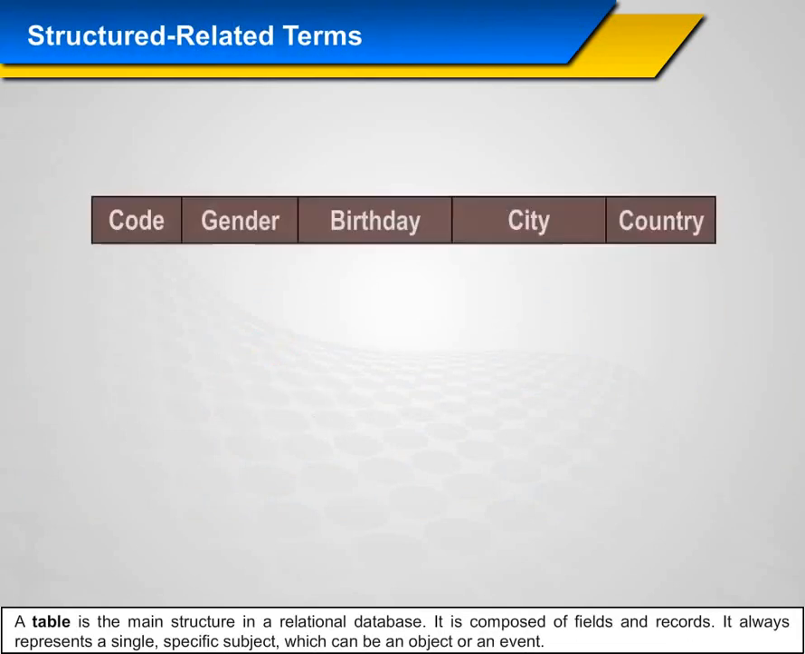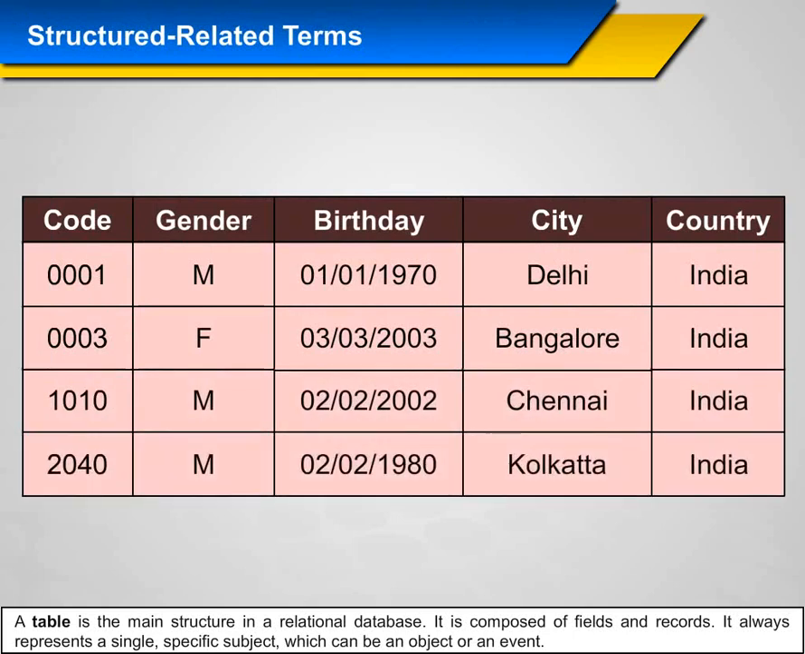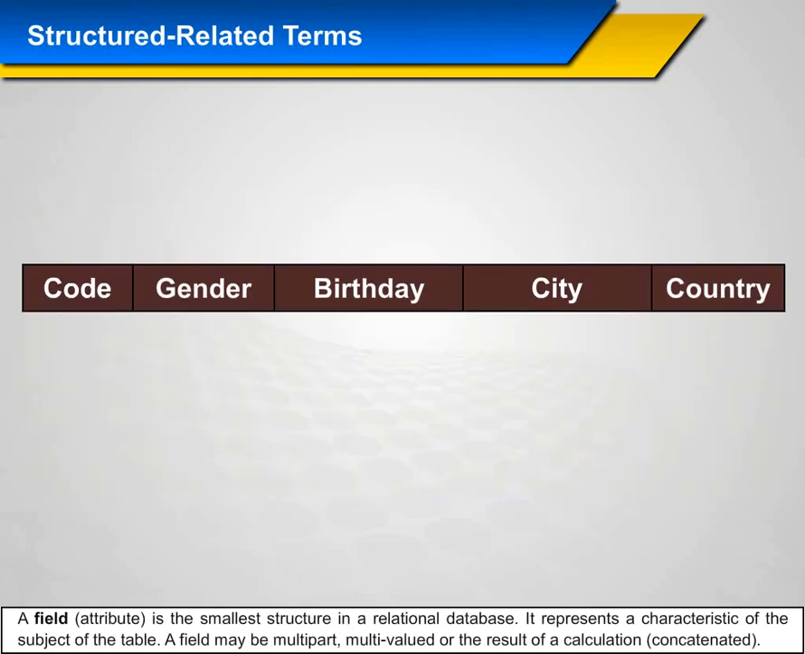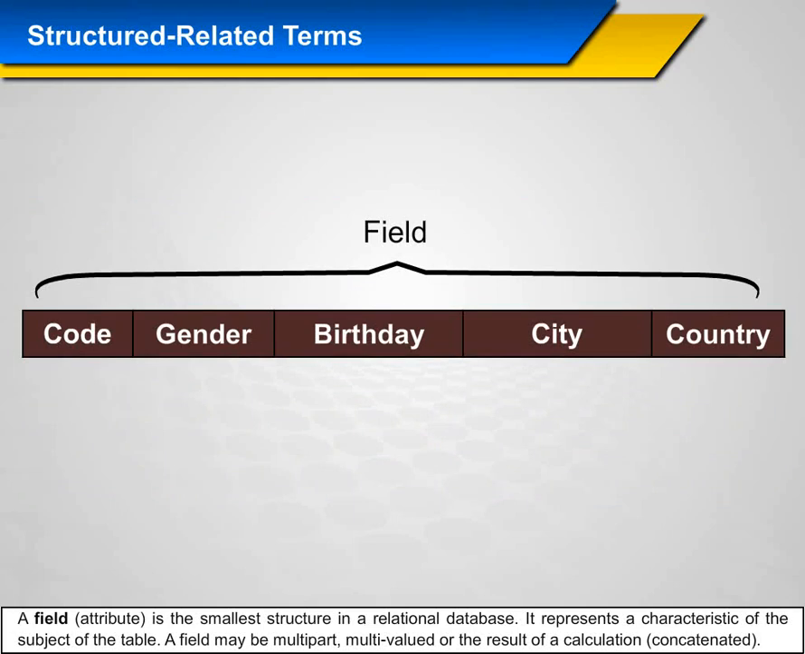Structure-related terms. A table is the main structure in a relational database. It is composed of fields and records. It always represents a single, specific subject, which can be an object or an event. A field, that is, attribute, is the smallest structure in a relational database. It represents a characteristic of a subject of the table. A field may be multi-part, multi-valued, or the result of a calculation, that is, concatenated.